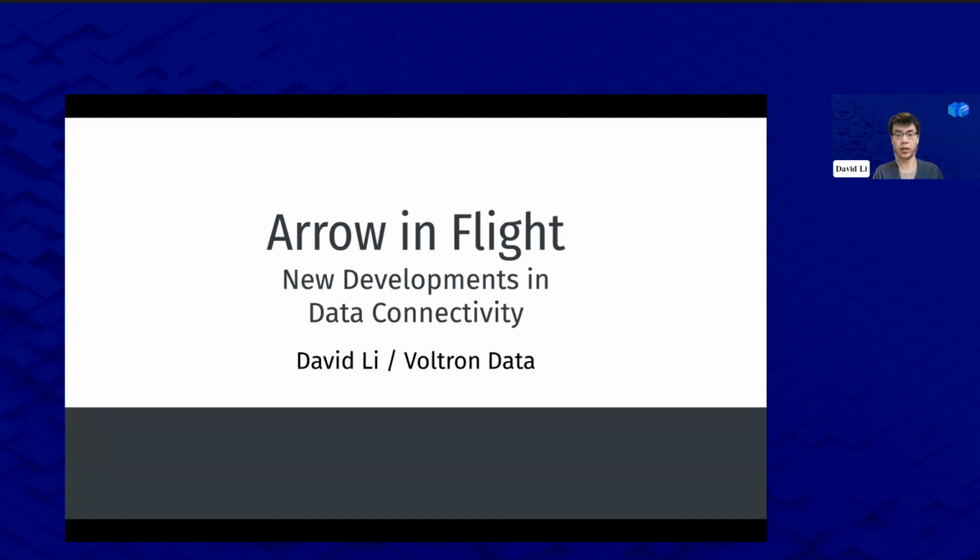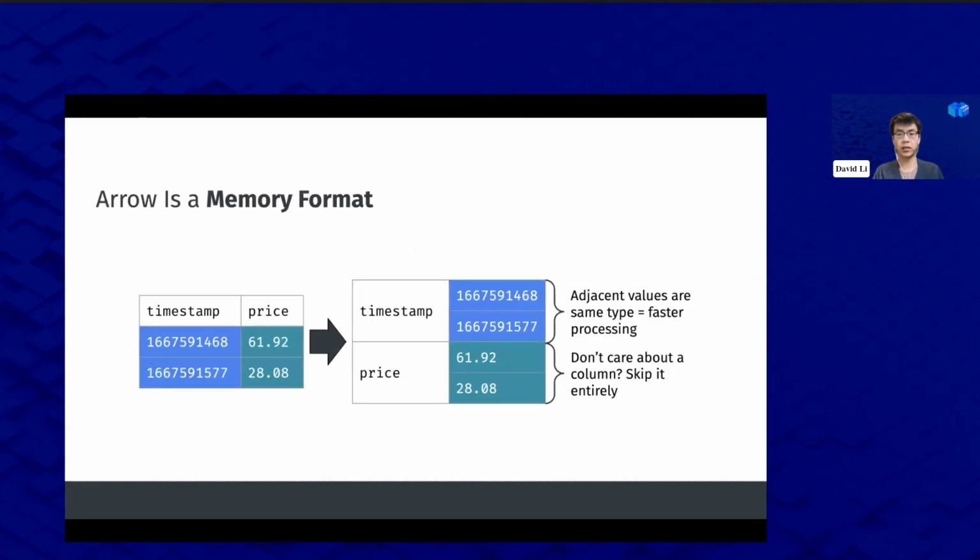I am a PMC member and committer for Apache Arrow, so I'm on the governance committee and contribute to the C++ and Java subprojects. Arrow, as you'll see, is a lot of different things, but at its core, Arrow is a specification for a memory format for tabular data.